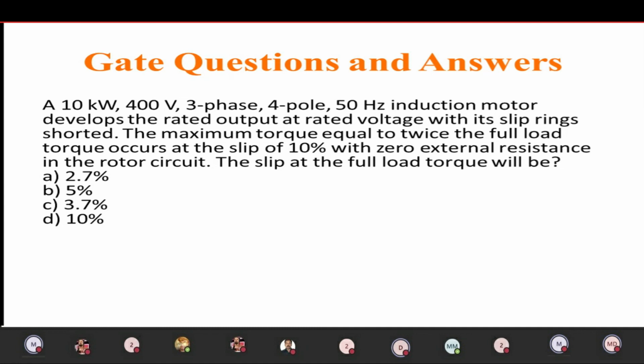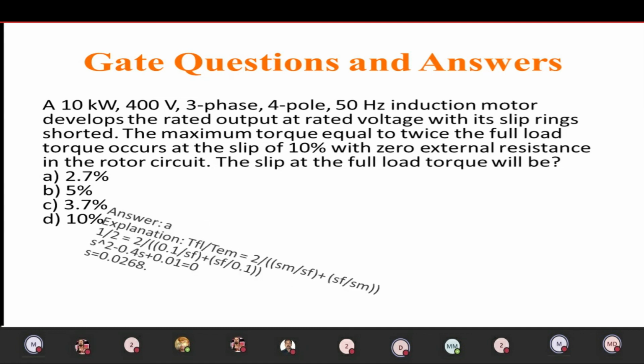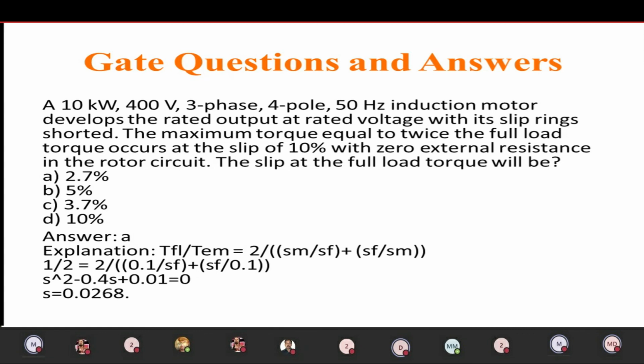Once again, read the question. A 10 kilowatt, 400 volt, 3 phase, 4 pole, 50 hertz induction motor develops the rated output at rated voltage with its slip ring shorted. So let me see the answer. So here it is 2.7%.